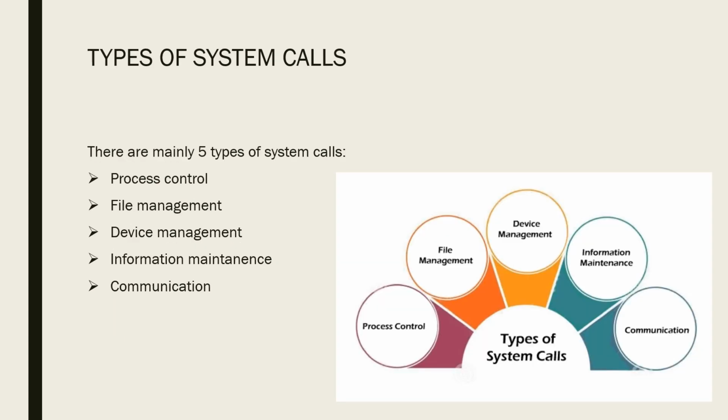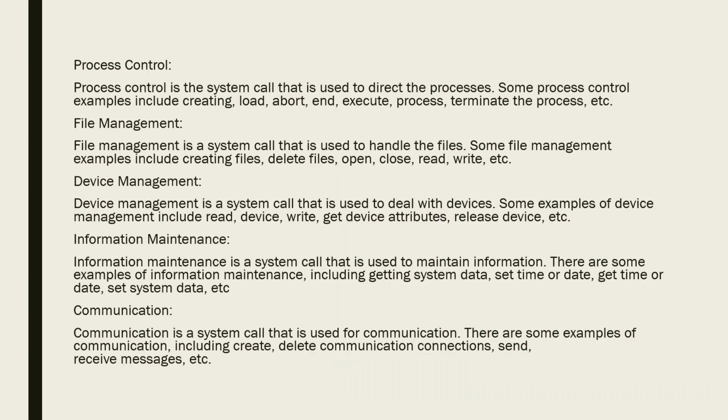Coming to the types of system calls, there are mainly 5 types of system calls. Firstly, process control, file management, device management, information maintenance, and communication. Process control. Process control is a system call that is used to direct the processes. Some process control examples include creating, loading, aborting, ending, executing, and terminating processes.